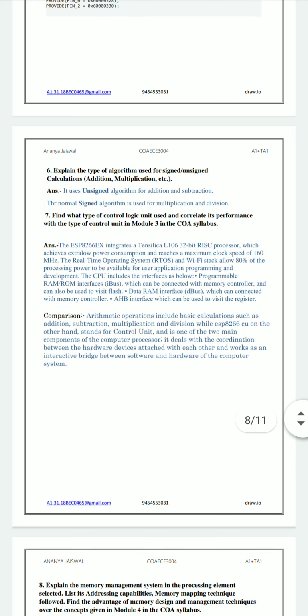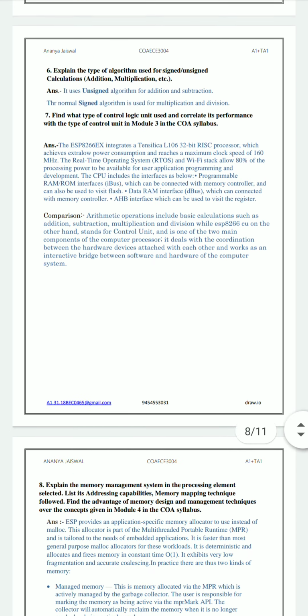A comparison. Arithmetic operations include basic calculations such as addition, subtraction, multiplication, and division, while ESP8266, on the other hand, stands for control unit and is one of the two main components of the computer processor. It deals with the coordination between the hardware devices attached with each other and works as an interactive bridge between software and hardware on the computer.